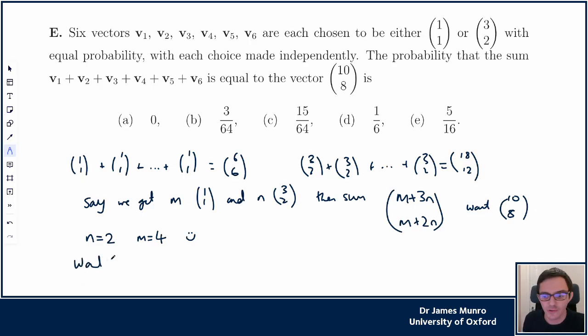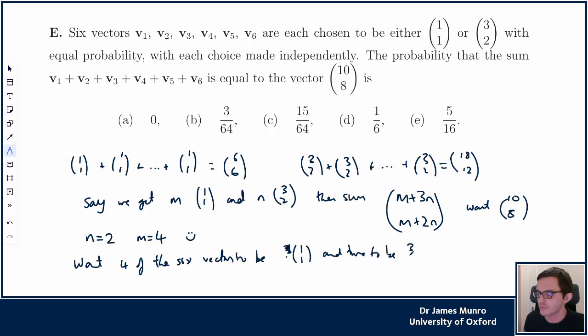We want 4 of the 6 vectors to be 3, 2, that way around? No, 4 of them to be 1, 1, and 2 to be 3, 2. And if we get that, then the sum will be 10, 8. So how many ways are there to do that? What's the probability that that happens?